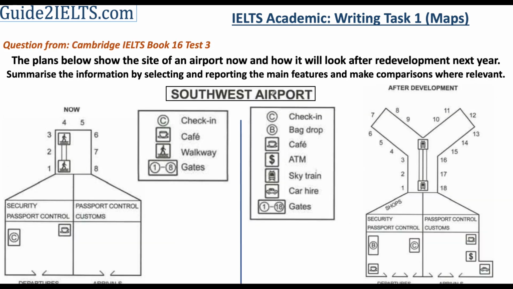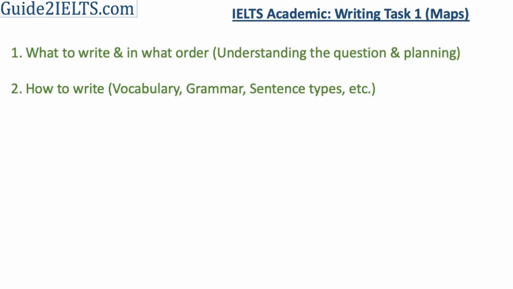Similarly, in these 2 maps of an airport, there are many symbols on the map and they are labeled in the key given separately. For any writing question, there are 2 aspects that you need to focus on: how to write, which includes variety of vocabulary and sentences, and what to write and in what order. In case of writing task 1 academic, that means understanding the given data or diagram and deciding what to write.